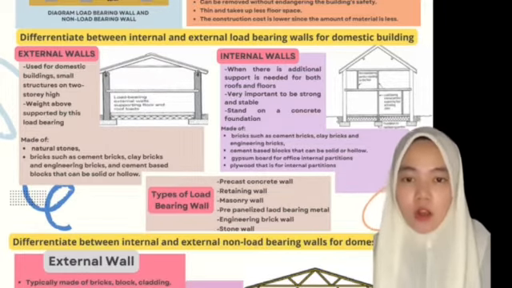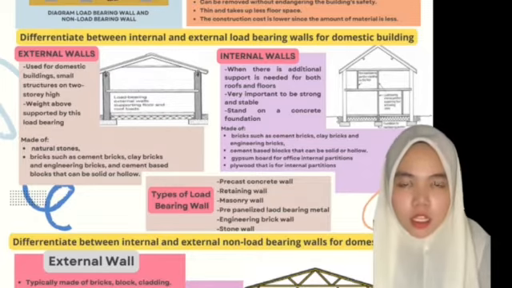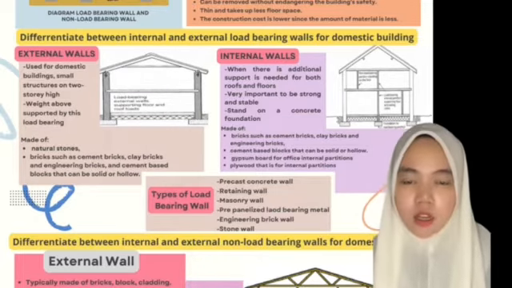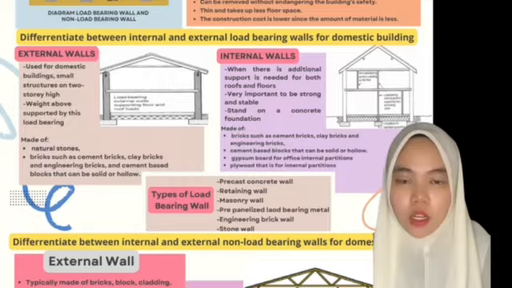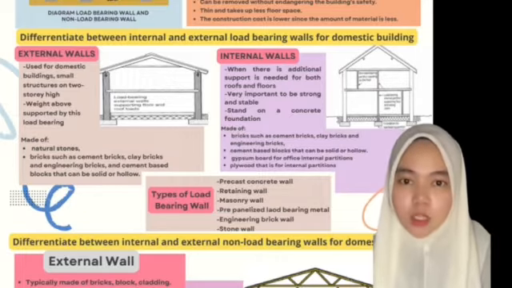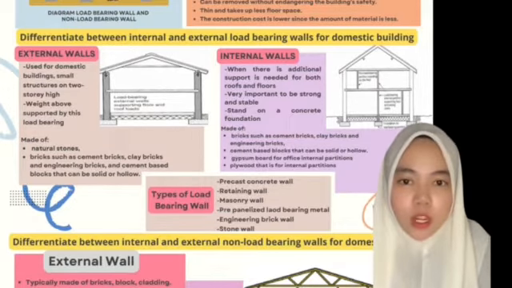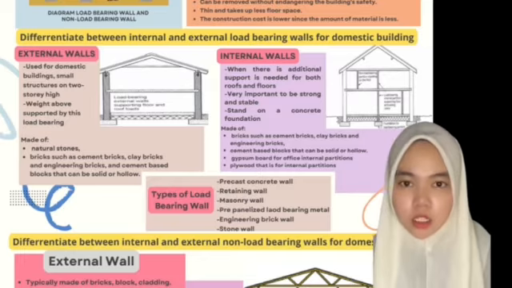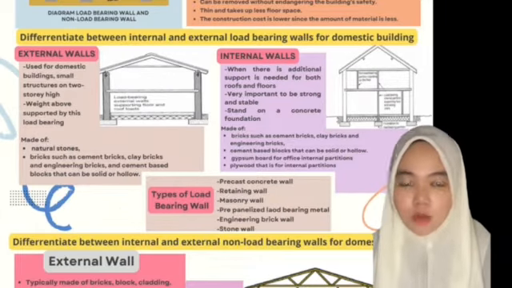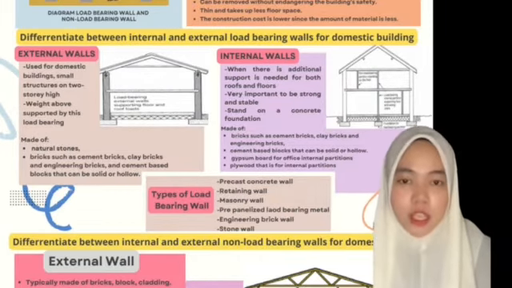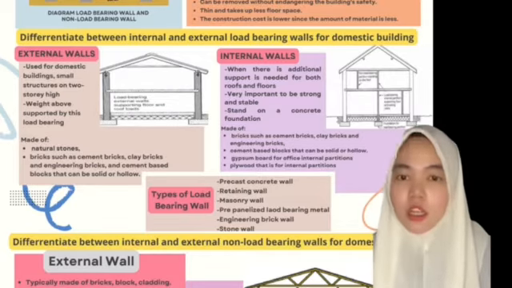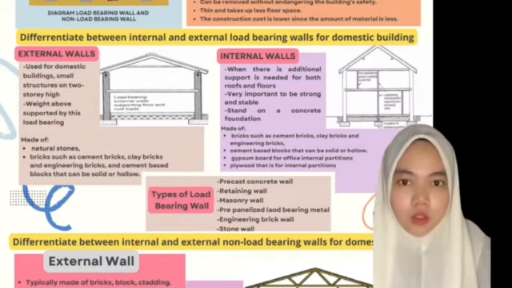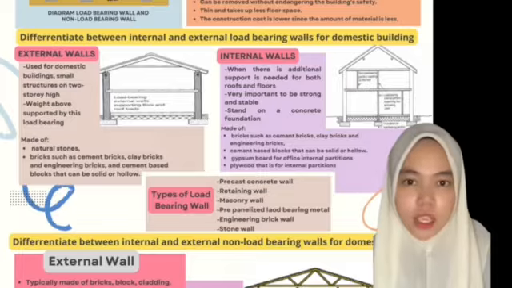But for office partitions, internal partition walls, they use gypsum board, and sometimes they also use plywood as internal partitions. There are few types of load-bearing walls, such as masonry walls, retaining walls, or stone walls. There are many more that we can explore.